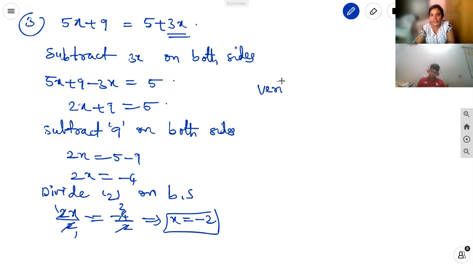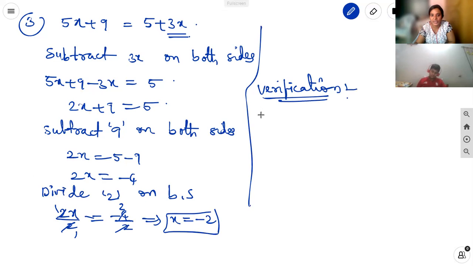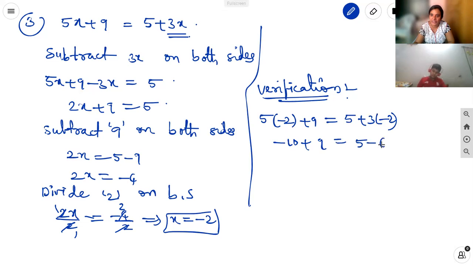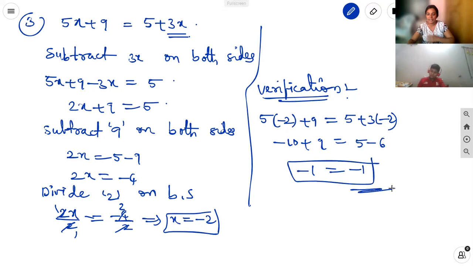Verify. Verification. The verification means 5 into minus 2 plus 9 equal to 5 plus 3 into minus 2. 5 2s are minus 10 plus 9, equal to 5 plus, minus 3 2s are 6. Minus 10 plus 9, the opposite signs, so we subtract, minus 1. Here also minus 1. So left hand side and right hand side values are same when we substitute the value of x.